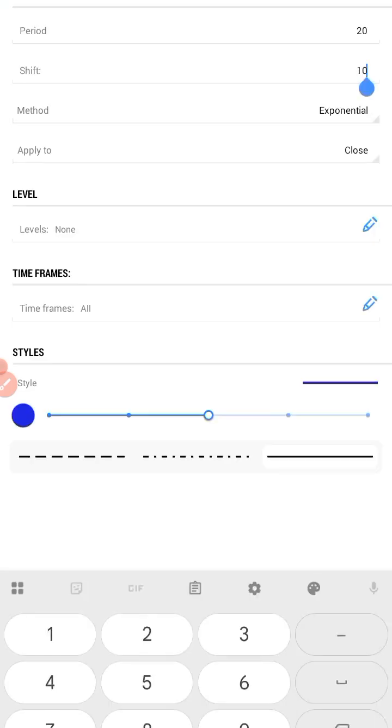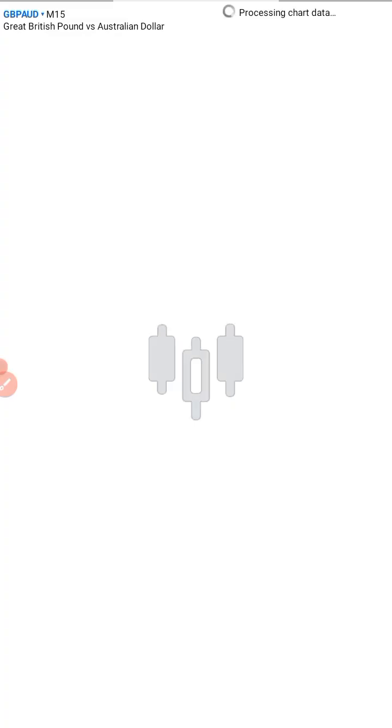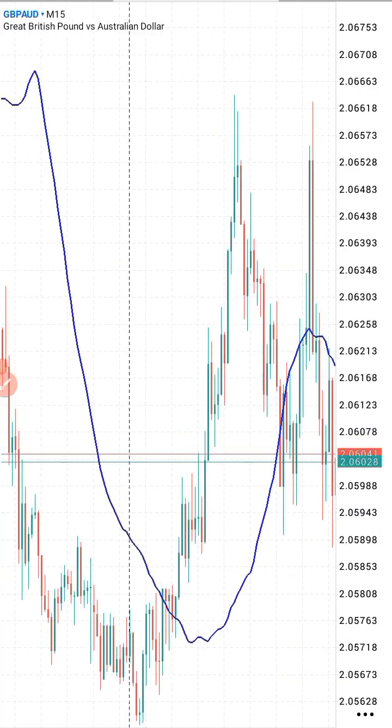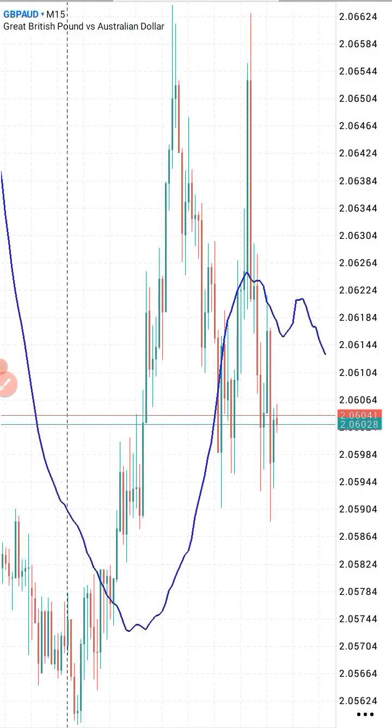Now, based on your trading strategy, it can be 15. Let's say 15. Let's see how it will be. So, based on what you want, you can play around with it and you get massive results. This is one of the strategies that all these advanced traders will not tell you, but this is a very strong advanced trading strategy using just the moving average.